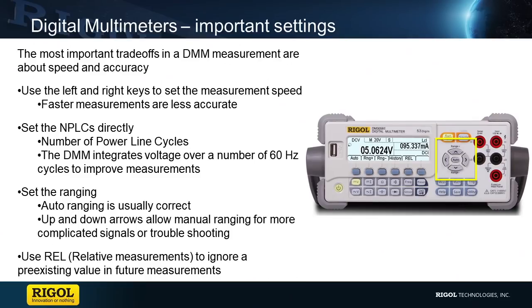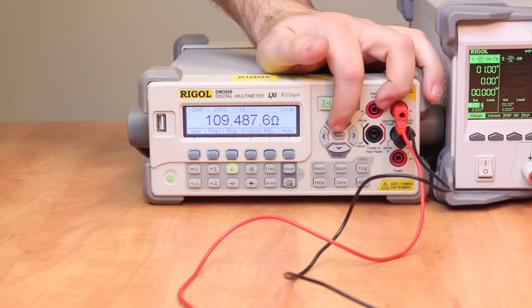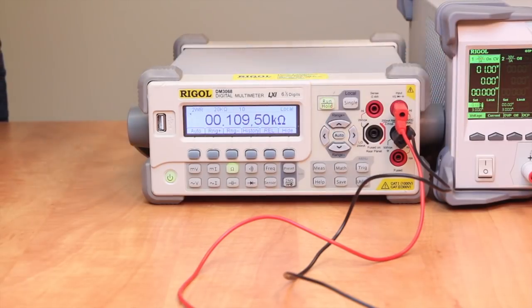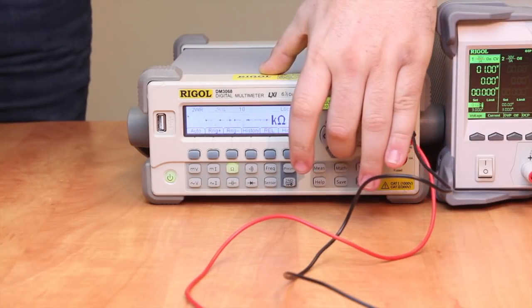The up and down arrows set your ranging, right? Typically you're going to use auto range. That makes most of your measurements. But occasionally you might say, hey, that number looks a little odd, let's go up a range and see what it looks like. Here we're on the 100 ohm range, but we can go up to a higher range, and it moves the decimal place over.